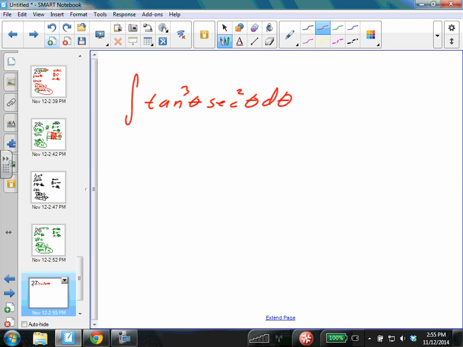Okay, so here's one with trig functions. So tangent cubed theta times secant squared theta d theta. Not all of them. Yeah, what would you pick for u? Why would you pick tangent, Kat?